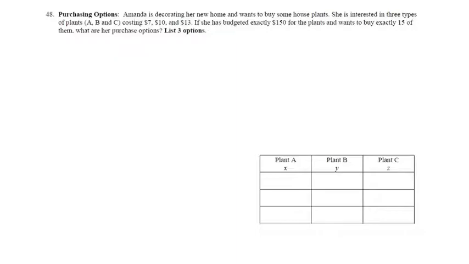If she has budgeted exactly $150 for the plants and wants to buy exactly 15 of them, what are her purchase options? And let's give her 3 different outcomes.